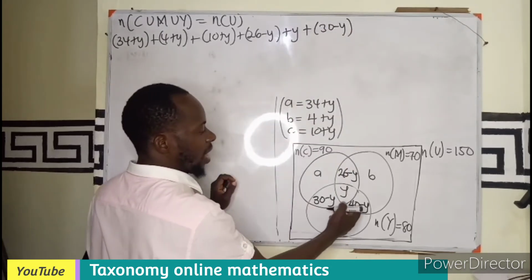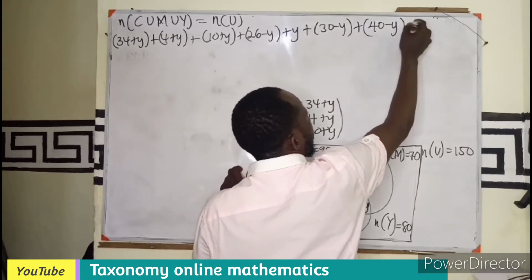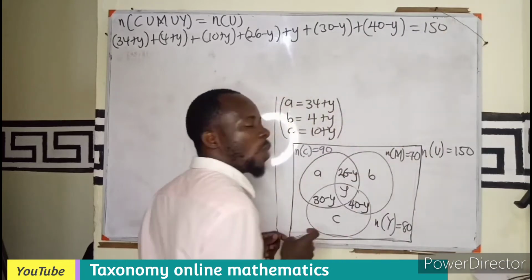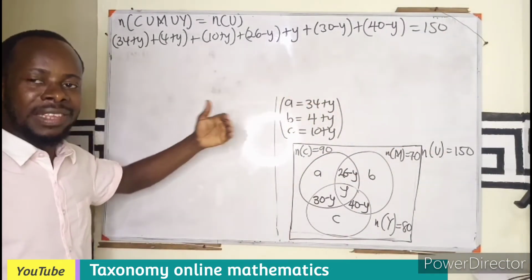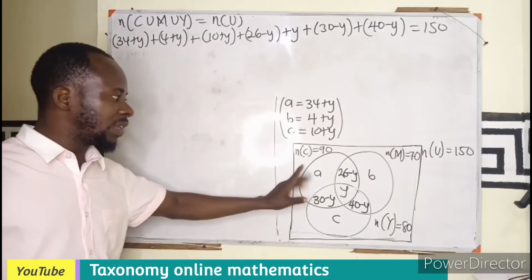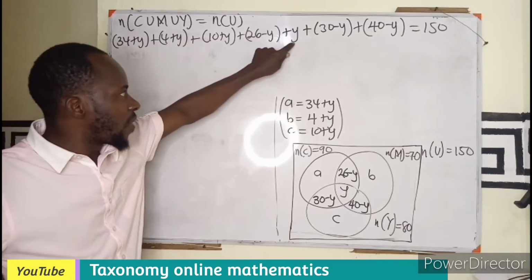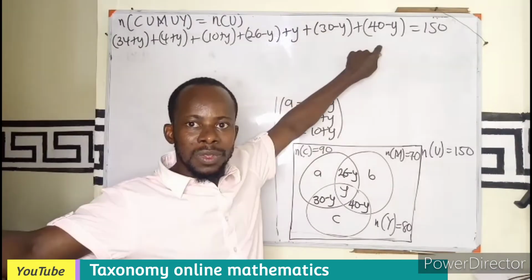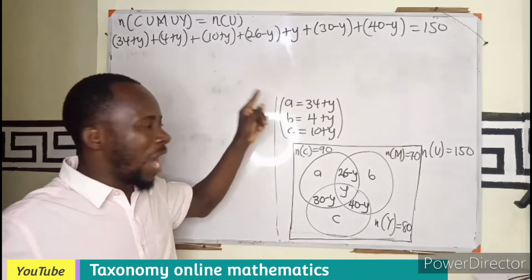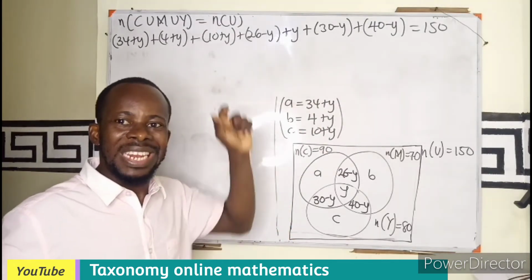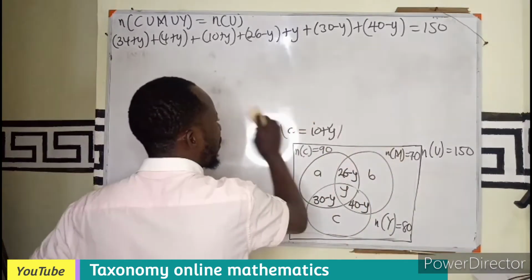Then finally we have 4. All this must equal 150. After arranging them, check and see whether they are up to, in this case, 7 regions: region 1, 2, 3, 4, 5, 6, 7. If we have a complement, then you should be going for region 1, 2, 3, 4, 5, 6, 7, 8, which is the complement.